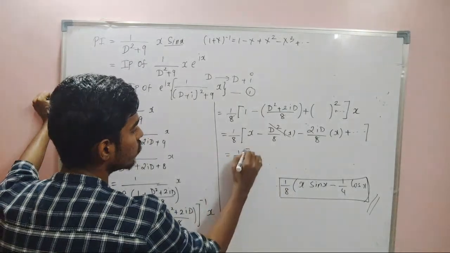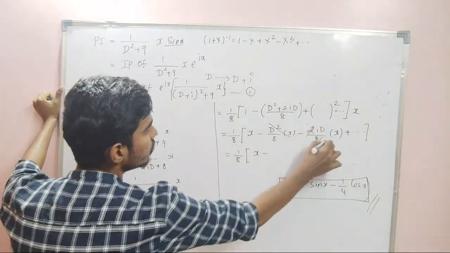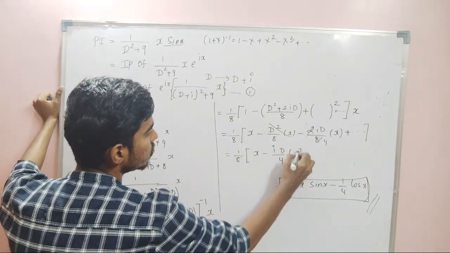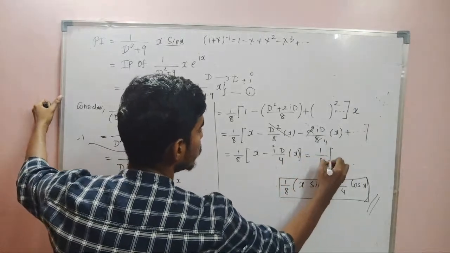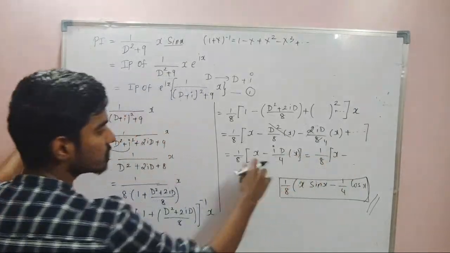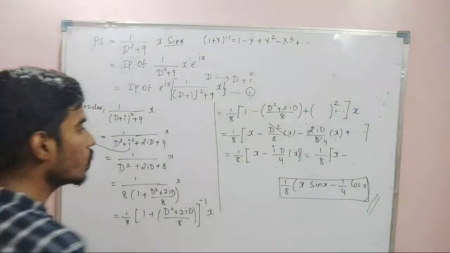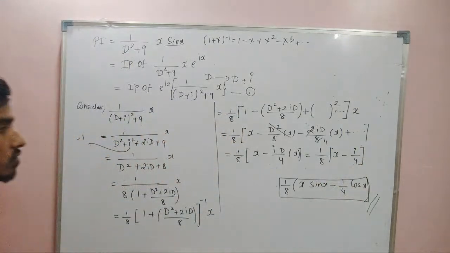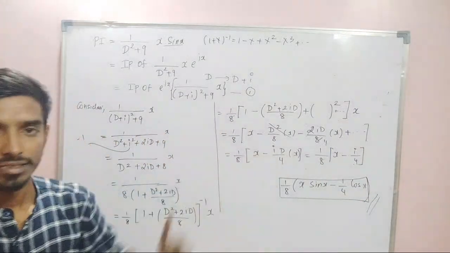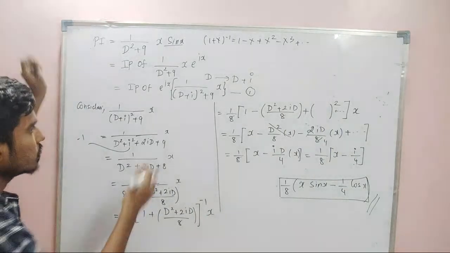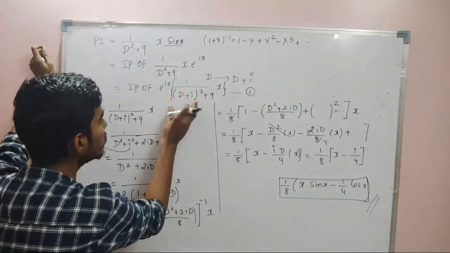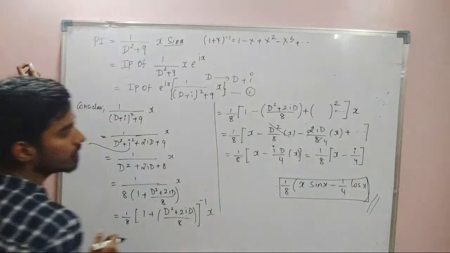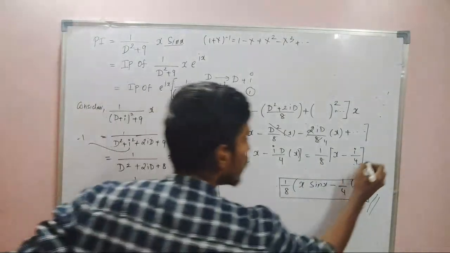So this will be 1 by 8 x minus, this will be 4, so we will have minus iD by 4 into x, right? So this will be 1 by 8 x minus, D of x, that is derivative of x, is 1, so we will have i by 4. So i by 4 will remain as it is. You can see this part, that is 1 by (D plus i) whole square plus 9, of x, is reduced to this part, that is 1 by 8 x minus i by 4. So we will mark this as 2.